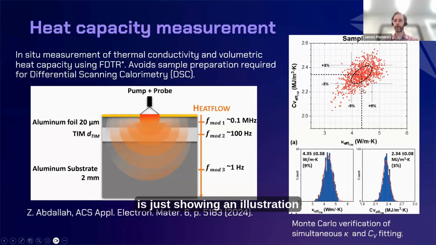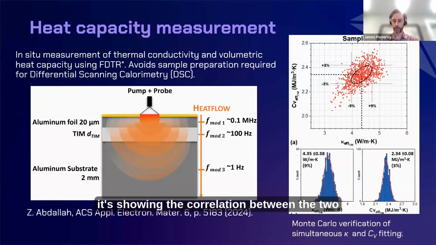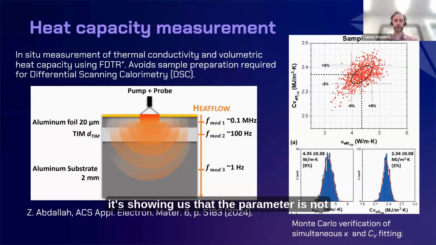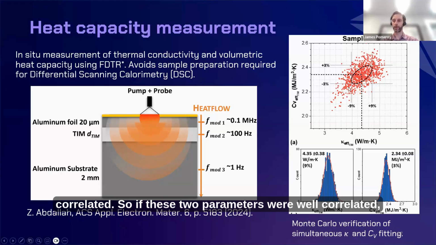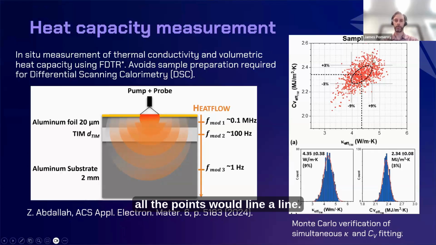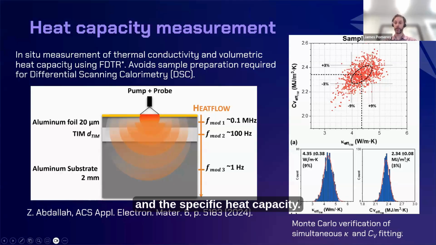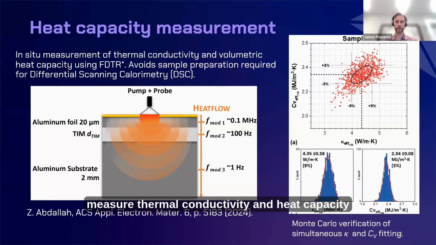Here, the plot on the right is just showing an illustration of, again, a Monte Carlo analysis. I won't really go into detail about what this means, but essentially it's showing the correlation between the two parameters, thermal conductivity and specific heat. And the closer it is to a circle rather than a line, it's showing us that the parameters are not correlated. So if these two parameters were well correlated, all the points would lie on a line, and we wouldn't be able to fit these independently. But at the bottom, you can see that we have a value for the thermal conductivity and the specific heat capacity with associated error bars. Yeah, so this is quite unique, that we can measure thermal conductivity and heat capacity simultaneously for layered materials.